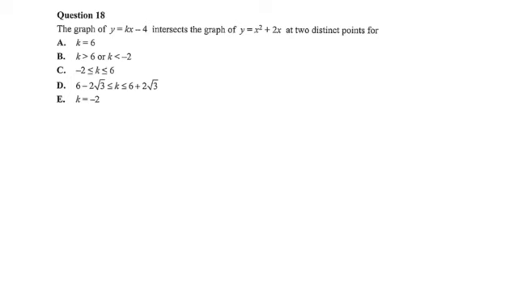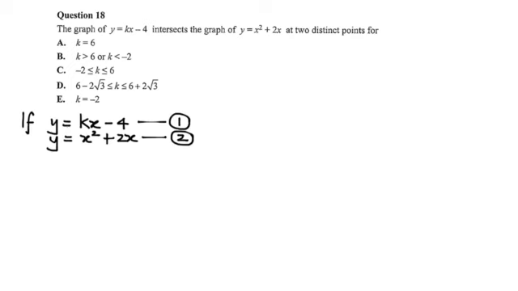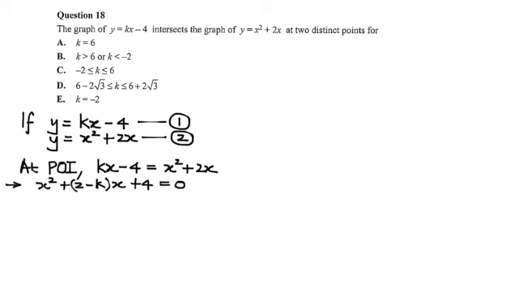Next question, question 18. The graph of y equals kx minus 4 intersects the graph of y equals x squared plus 2x at two distinct points for... This is an intersection question. We just need to solve the equations simultaneously, and then we will find that if we set the discriminant greater than 0, that means we've got two distinct solutions. Okay, let's do it. There are our two equations. If we equate equation 1 to equation 2, we will get this, and then setting that up like that, we've got that. Now let's work out the discriminant.